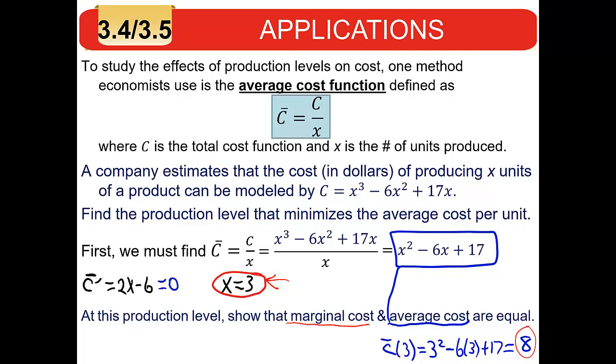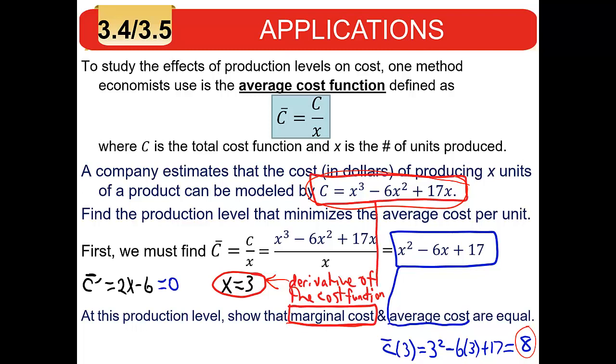So we have to compute the marginal cost. Well, what is marginal? Recall, marginal means derivative. So the marginal cost is the derivative of the cost function, not the derivative of the average cost. The marginal cost is the derivative of the cost. So now we have to go back to the original cost function and take its derivative. Marginal cost is the derivative of the cost function.